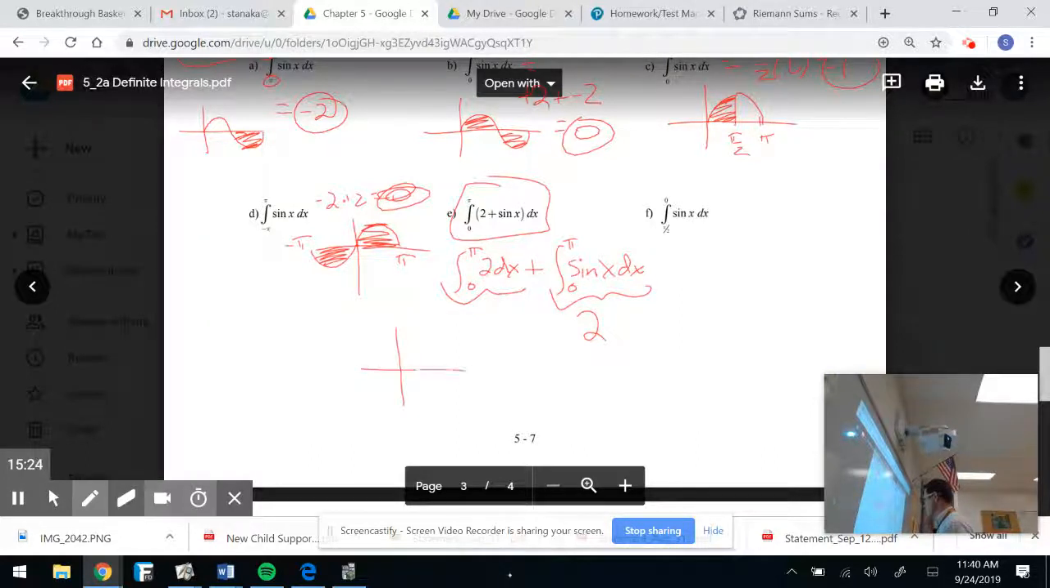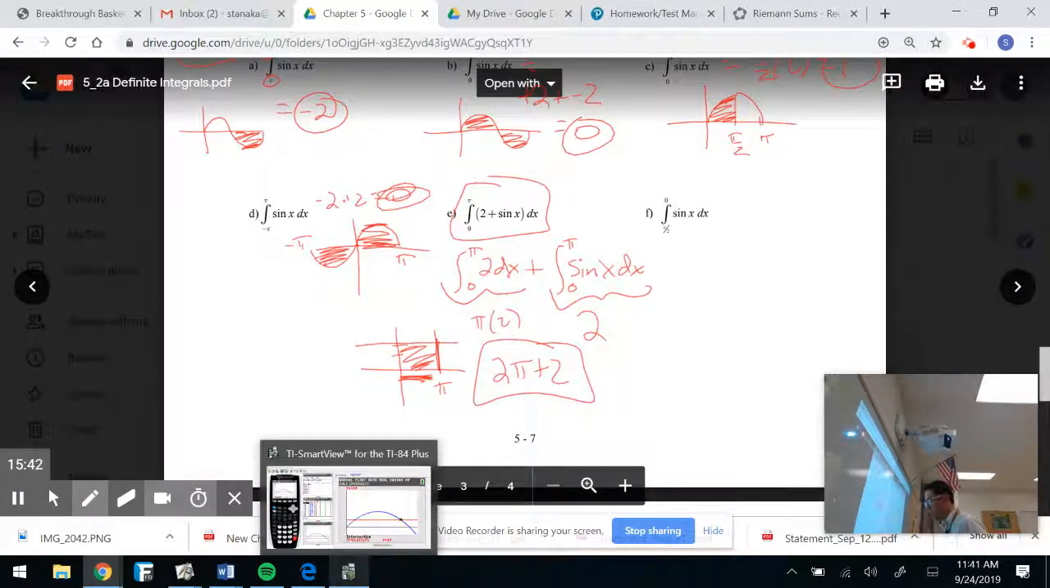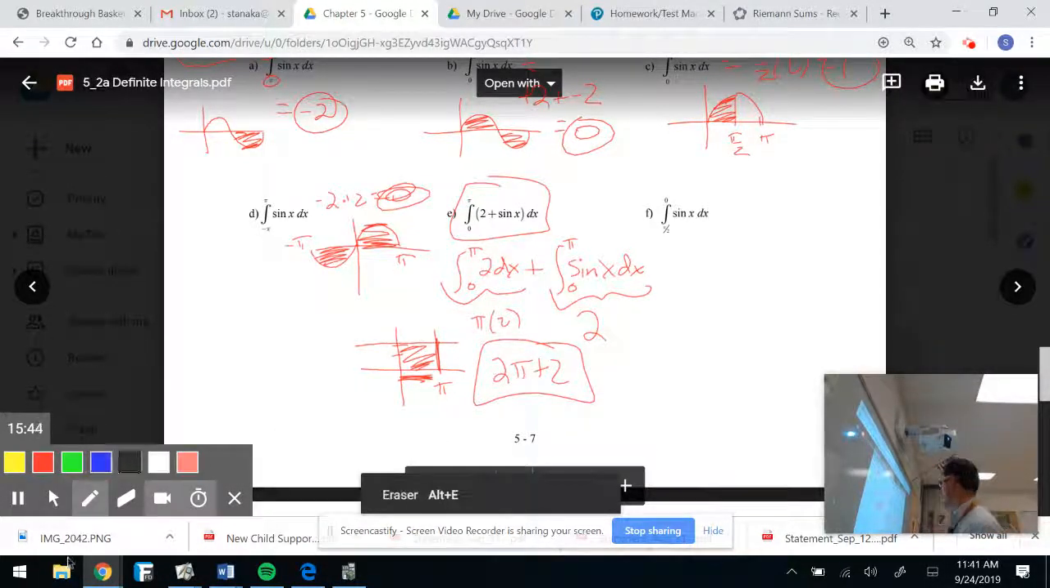Well, what the heck is this answer? That's the graph at y equals 2, right, class? And I'm going to go from 0 to pi. So what the heck is that guy's area? Well, it has a width of pi. It's a rectangle, and it has a height of 2. So my answer for this would be 2 pi plus 2. Right, class?